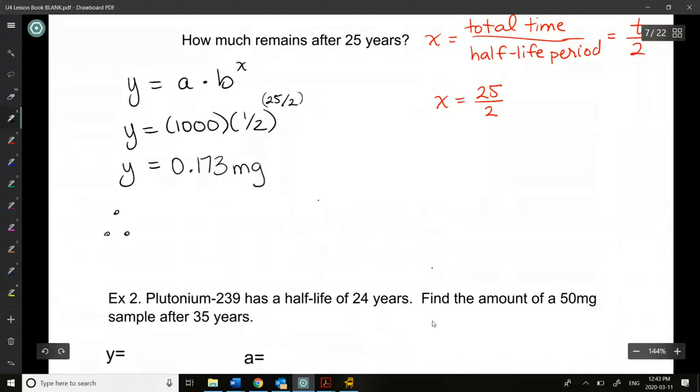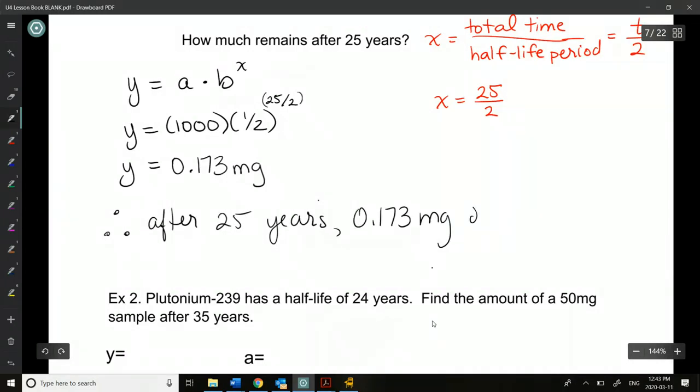Final summary of this would be: after 25 years, 0.173 milligrams of uranium-239 remains.